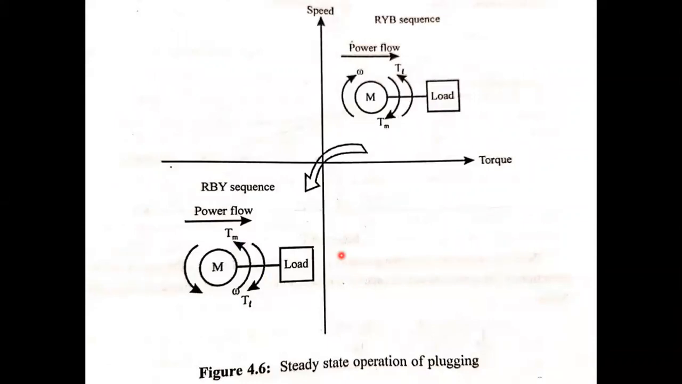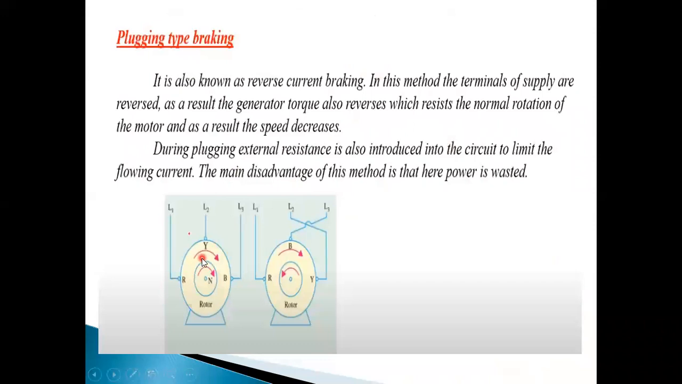If the phase sequence of the stator winding is reversed, for example from RYB to RBY, then the air gap field also reverses its direction. Understood? The air gap field reverses its direction by interchanging any two supply terminals, which means the phase sequence changes from RYB to RBY. Like this, any two terminals.